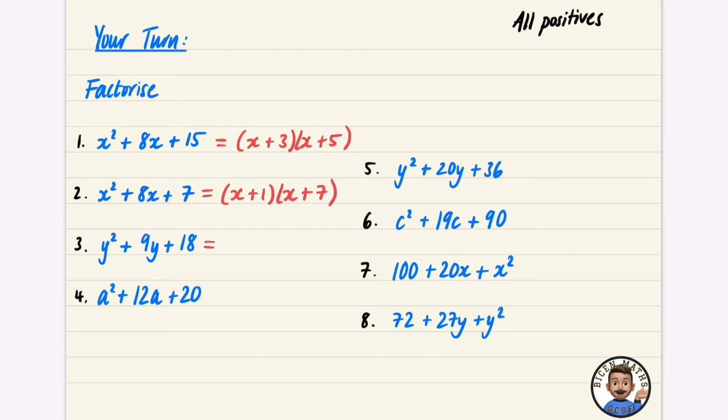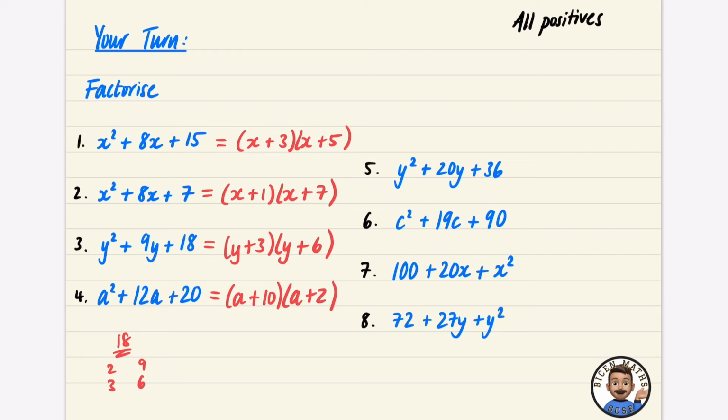Two numbers that multiply to 18 but add to 9. Okay, let's just quickly write this down. I could say that it could be 2 times 9, that doesn't work. Oh yeah, 3 times 6, that works. So it's going to be y plus 3, y plus 6. Okay, two numbers that multiply to 20 and add to 12. I saw that one very quick. 10 times 2. They multiply to 20 and they add to 12.